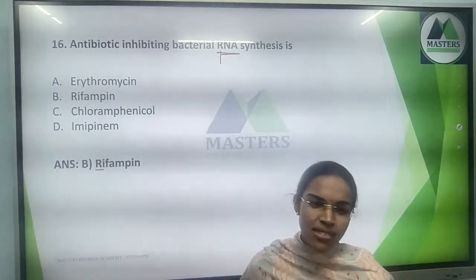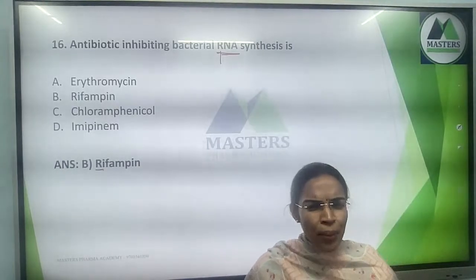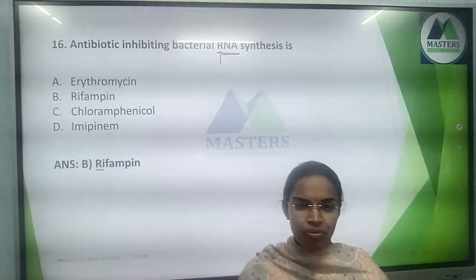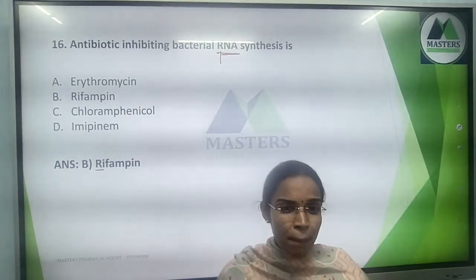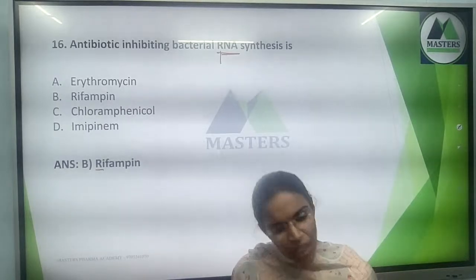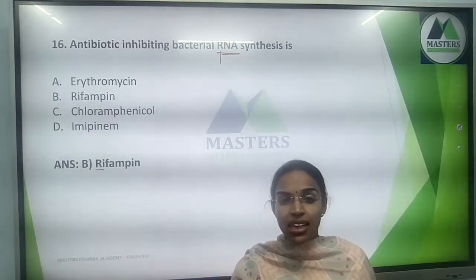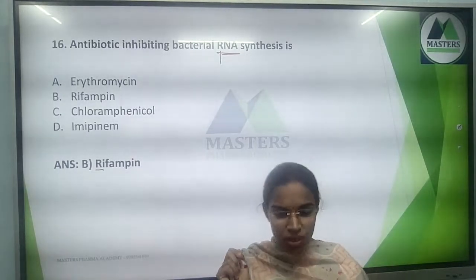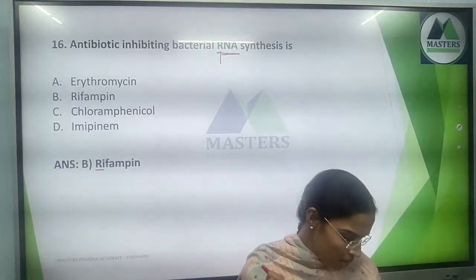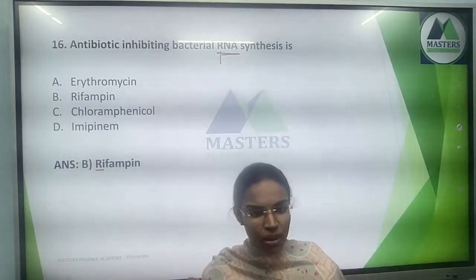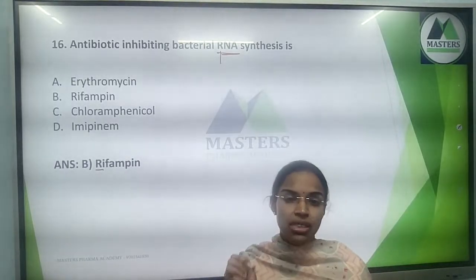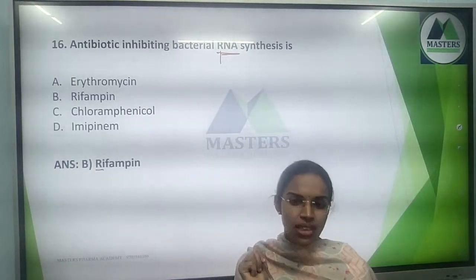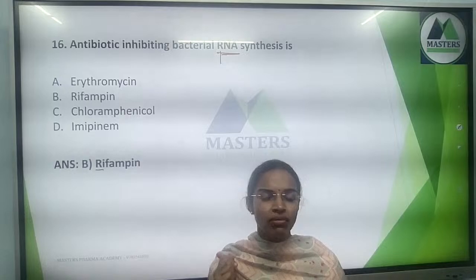Very good. And what about erythromycin? How does it act? What does it inhibit? Erythromycin is a macrolide. It inhibits the bacterial protein synthesis by binding to the 50S subunit of ribosomes. And chloramphenicol, how does it act? It also inhibits the bacterial protein synthesis by binding to the 50S and 70S subunits of ribosomes.